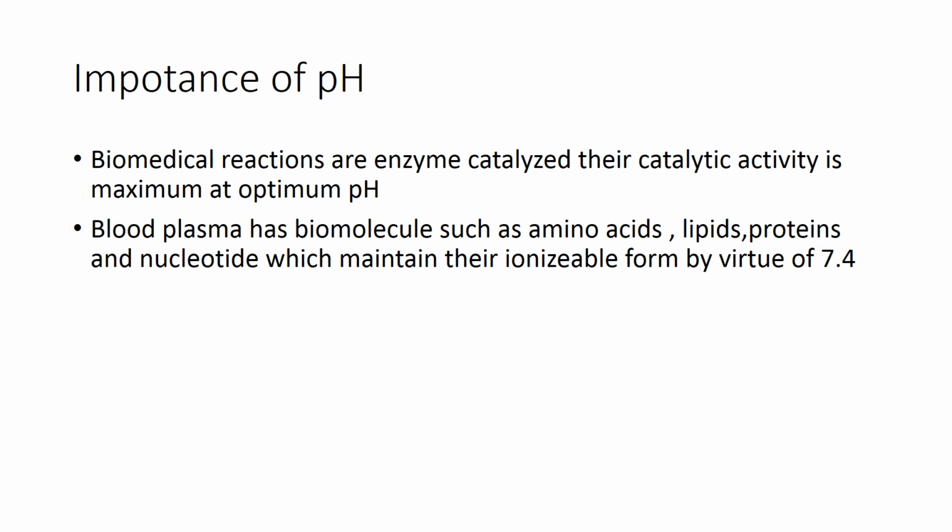Biochemical reactions are enzyme catalyzed. Their catalytic activity is maximum at optimum pH. Blood plasma has molecules such as amino acids, lipids, proteins, and nucleotides which maintain their ionizable form by virtue of pH 7.4. So pH is important for our body. Blood has a certain pH, our physiological pH.